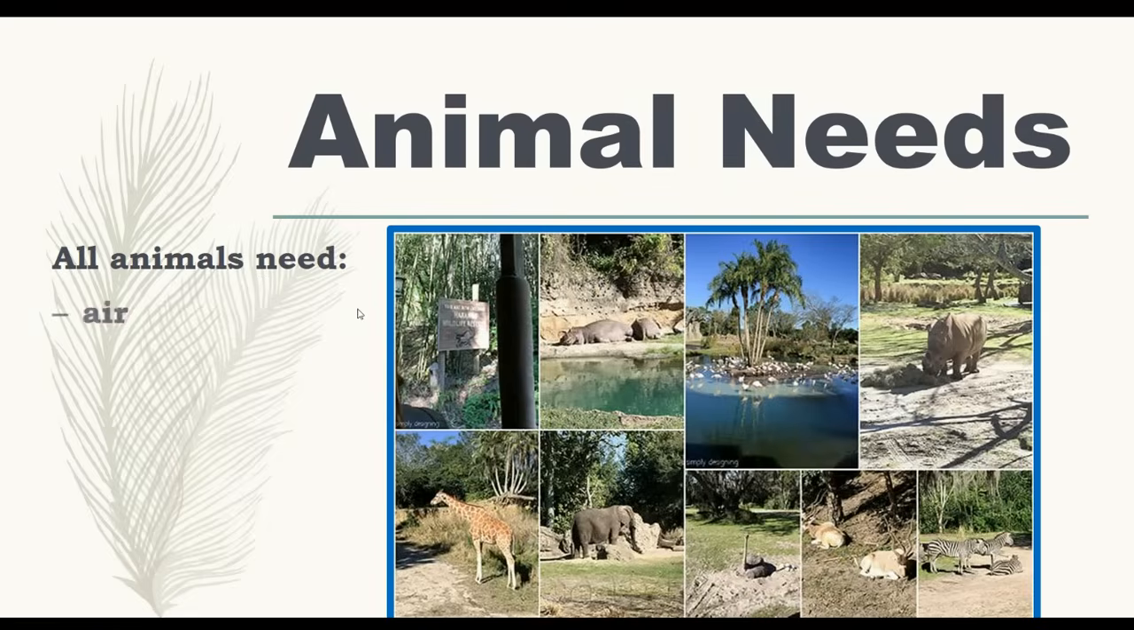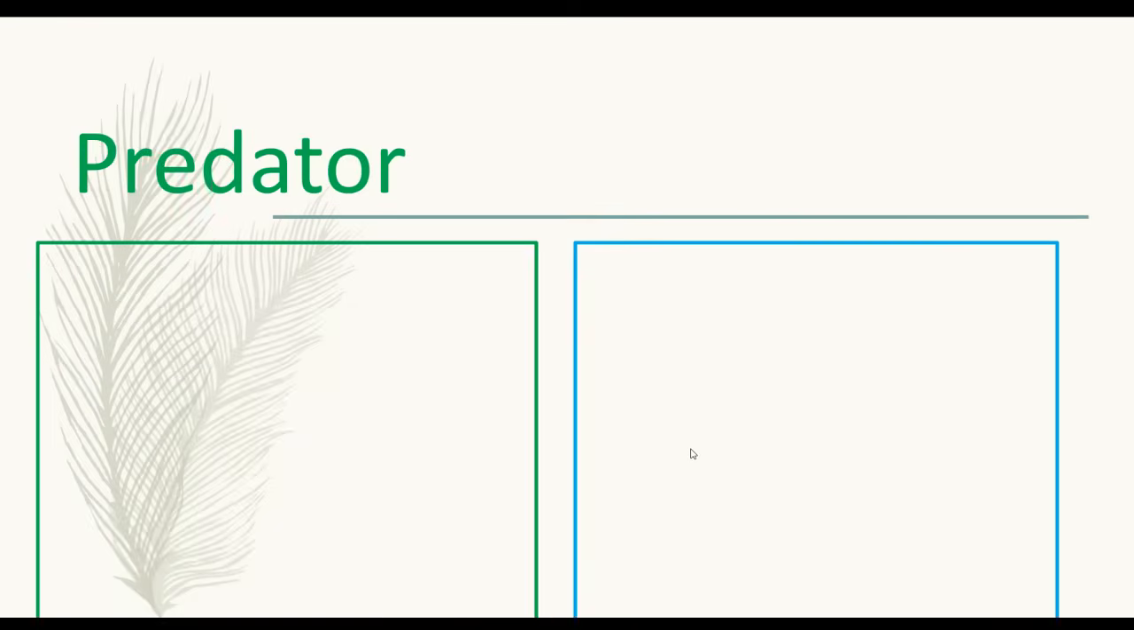So all animals need air, shelter, which is a home, food, and water. In this picture, you can see all of them: the air, the home or the shelter, their food, and their water. Then we're going to talk about predators.